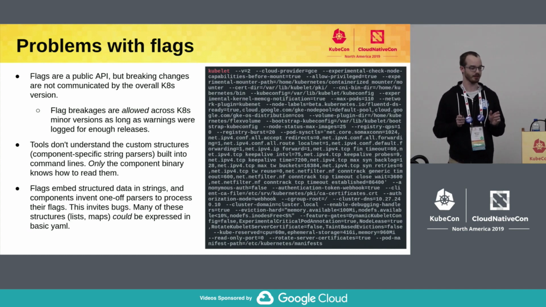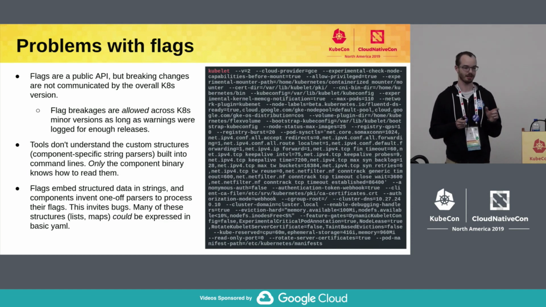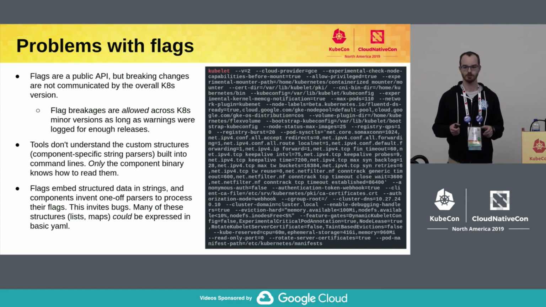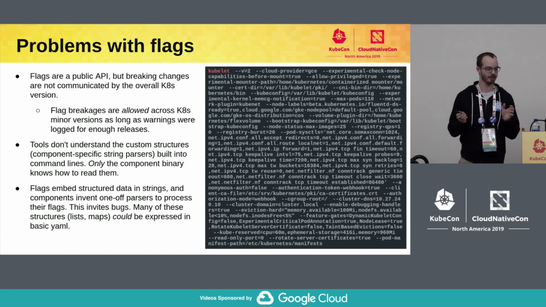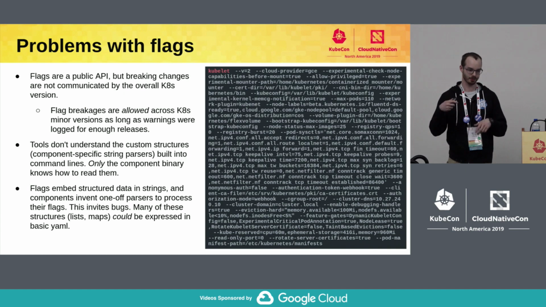Problem number two is that tools can't understand these. All of these custom special structures that are embedded in these arbitrary strings in the command line are only known to the component that's parsing them, and the libraries that do that aren't available anywhere for anyone to consume. So if someone says, could you write something that can generate a command line config for the kubelet? You have to go into the code, figure out what it's doing, try and replicate it, and hope it doesn't change. The same thing is kind of true on the internal implementation side.